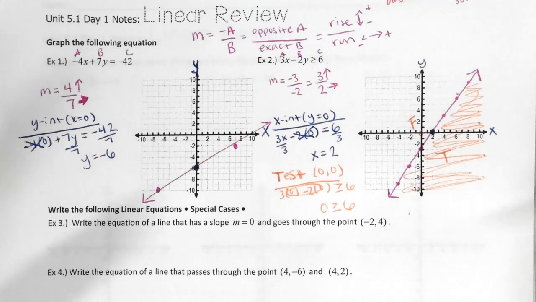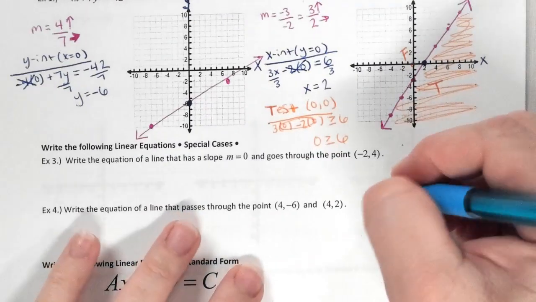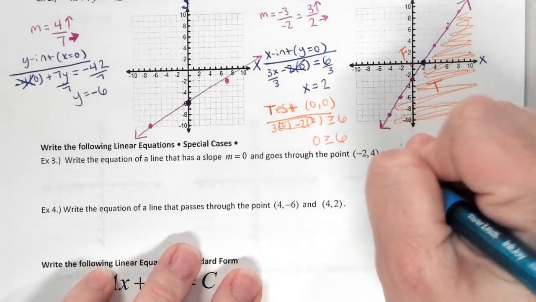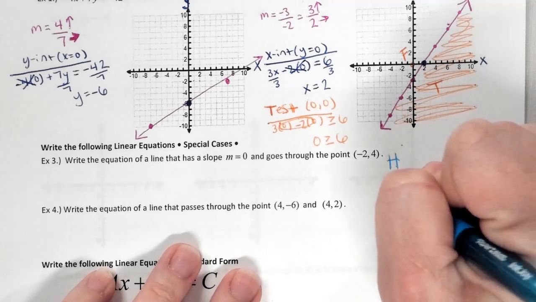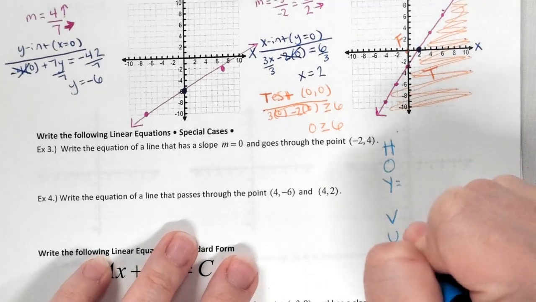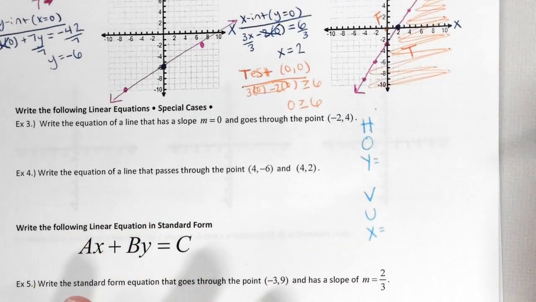Any questions with those two? Okay, cool. So now we're going to look at special cases. Do y'all remember the acronym for special cases? So it was HOI-VUX. So we knew HOI, and then we knew VUX. What did HOI stand for?